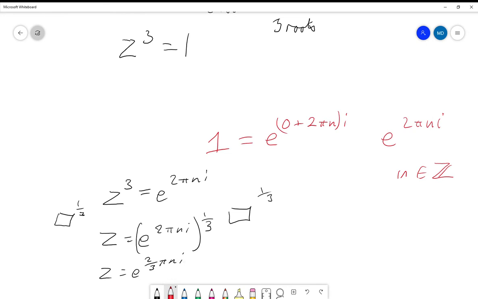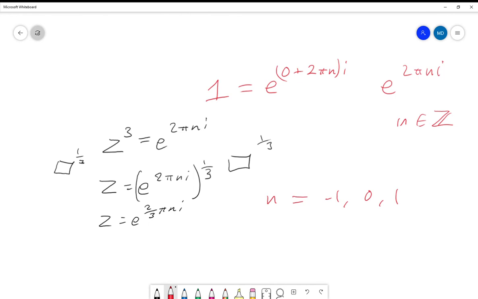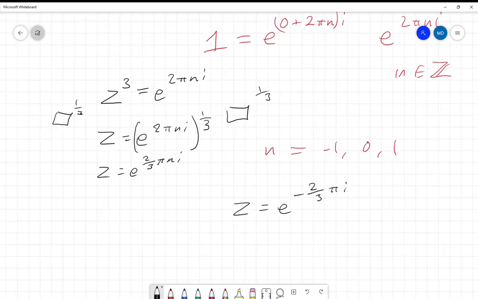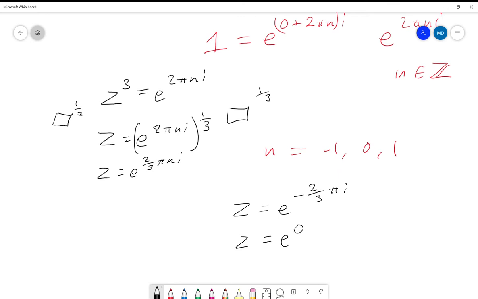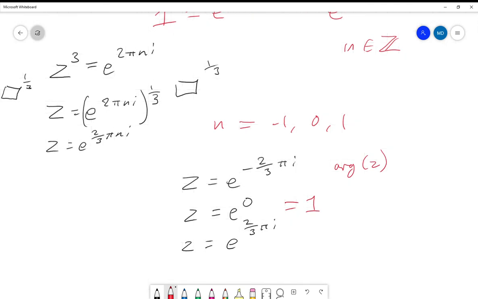And then all we need to do is plug in our possible values of n, which, as I said, we can put n equal to -1, 0, and 1, and we get z equals e to the -2/3 pi i, z equals e to the 0, and z equals e to the +2/3 pi i. And of course, our middle one is just 1. But what about our top one? Well, our top one has an argument of z equal to -2/3 of pi.